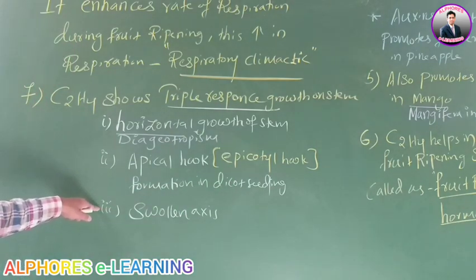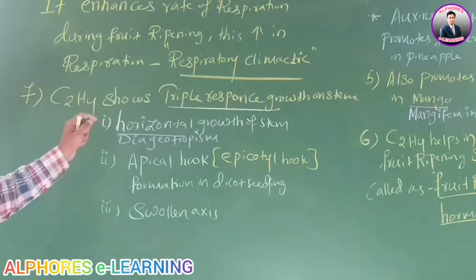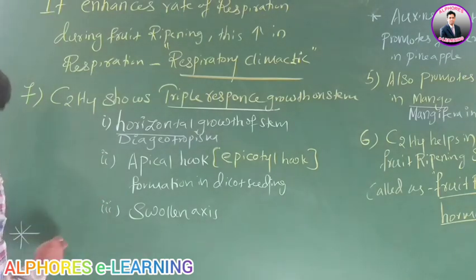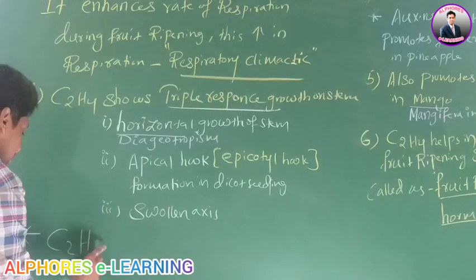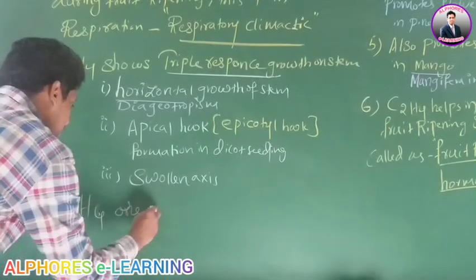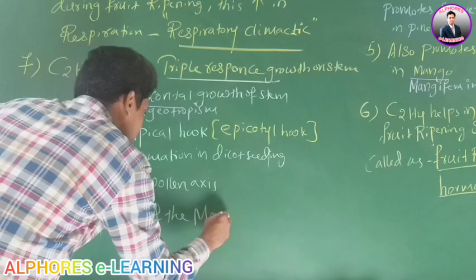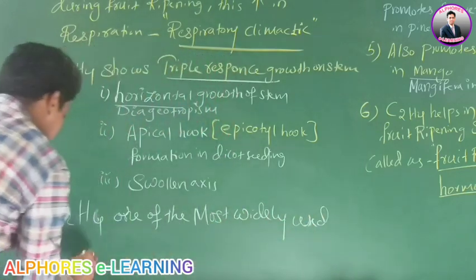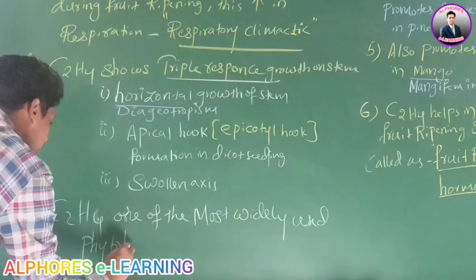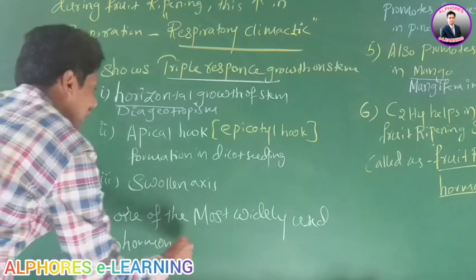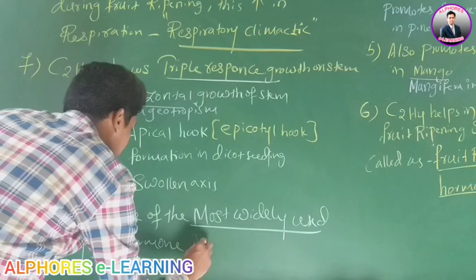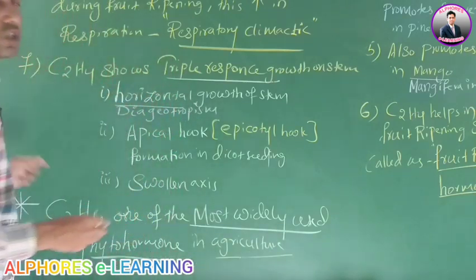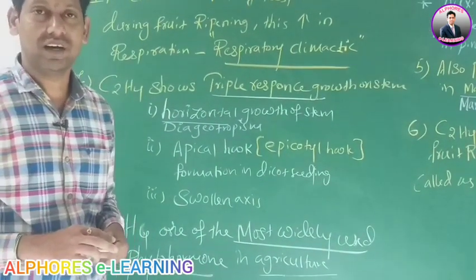Ethylene is one of the most widely used phytohormones in agriculture. One of the most widely used phytohormones in agriculture. What is it? Ethylene.